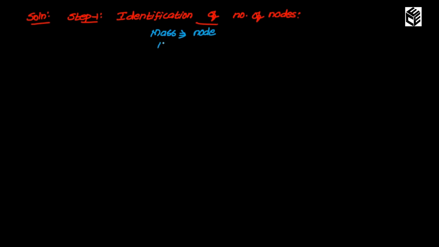What is our step 1? Step 1 is identification of number of nodes. As we know, mass is considered as a node. So in the given diagram, we have two masses m1 and m2. So from this we can conclude that number of nodes is equal to 2. Correct. What is our step 2? Free body diagram.